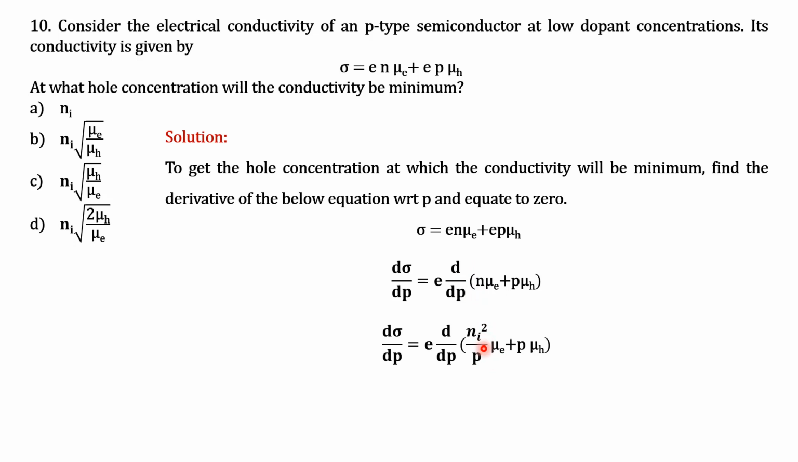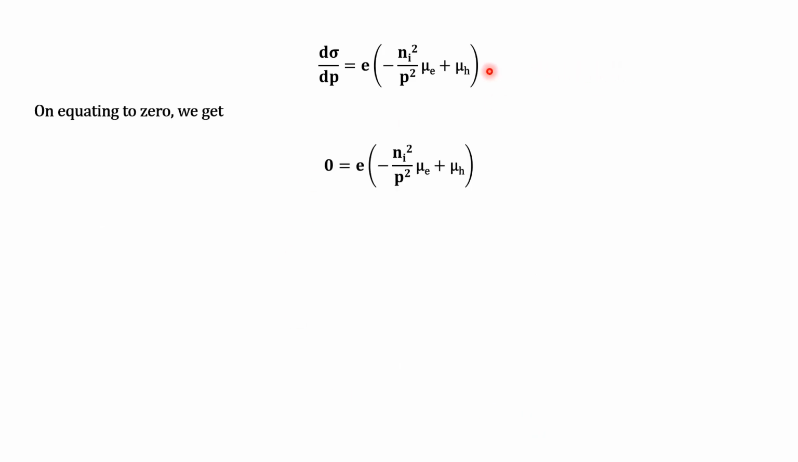We know that n is equal to ni square by p, right? So everything here is now differentiable with respect to p. And now we take the derivative. Everybody knows the derivative of 1 by p is minus 1 by p square. That is how it becomes minus ni square by p square times mu E, plus the derivative of p, which is 1, therefore mu H. Once we have taken the derivative, we equate it to 0.